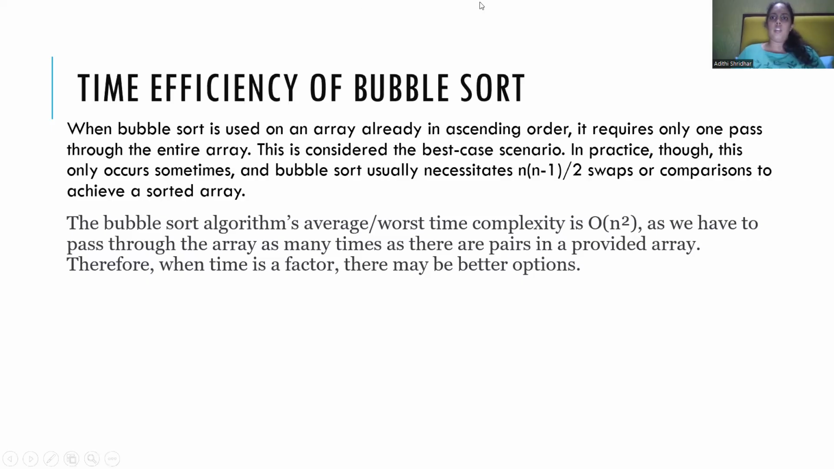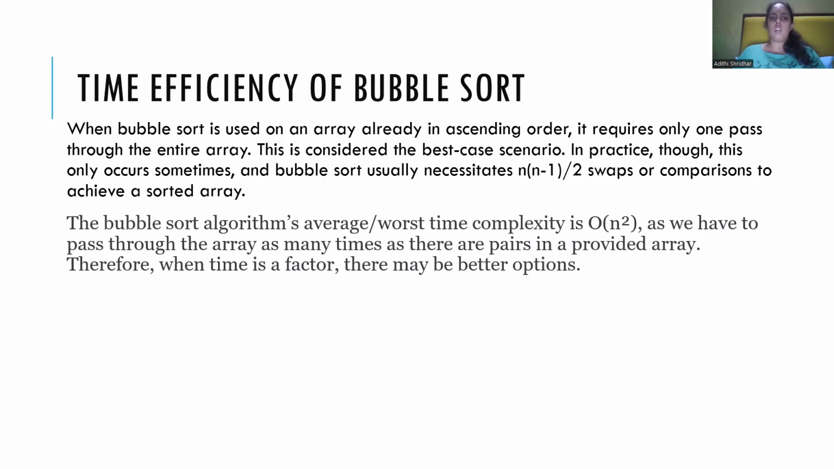Coming to time efficiency of bubble sort. When a bubble sort is used on an array already in ascending order, it requires only one pass through the entire array. This is considered the best case scenario. In practice, though, this only occurs sometimes, and a bubble sort usually necessitates n times (n minus 1) by 2 swaps or comparisons to achieve a sorted array.